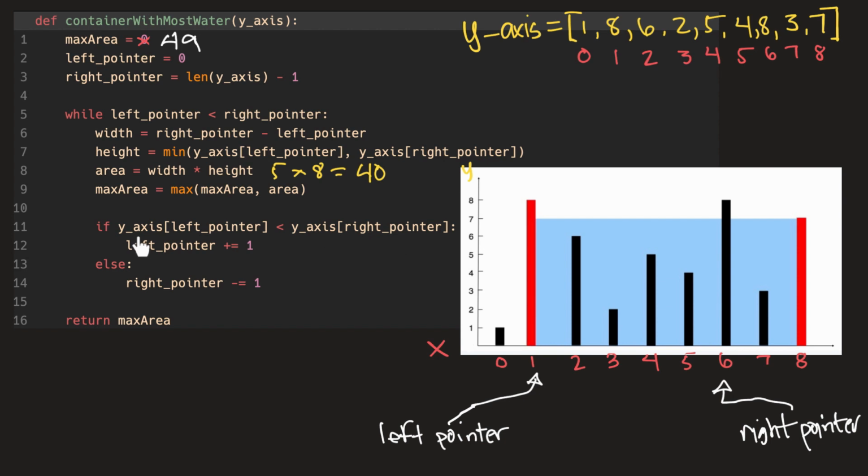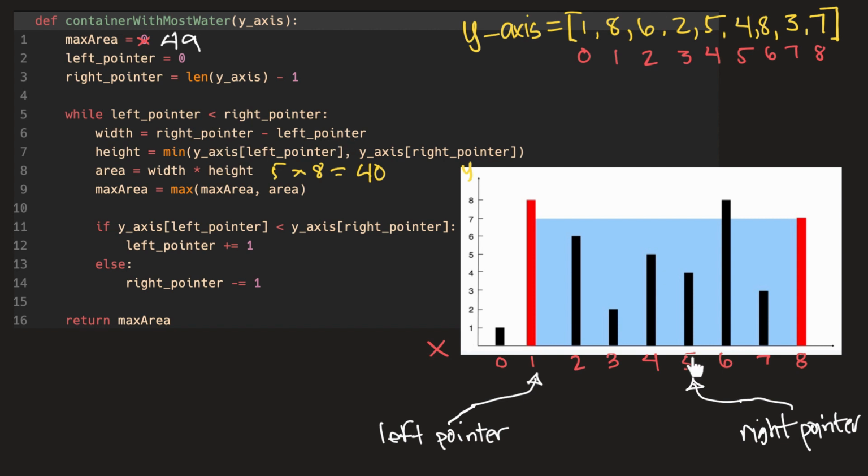And once again, we'd arrive here. And at this point, we check to see if the left wall is less than the right wall, and it's not. They're actually the same size, so we're still going to do this else and decrement our right pointer. So we'll move this to 5, and then back up to the top.